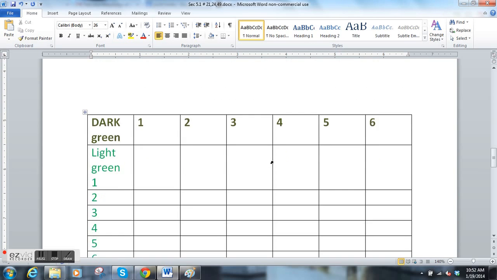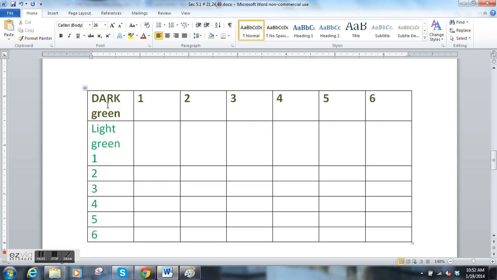Okay, this is how I did it. I made a little chart. So you have one dark green die and one light green die. I would have gone green and red, but they did dark green and light green. So here's the total choices for the dark green, 1 through 6. Here's light green, 1 through 6. And inside I'll have the sum.